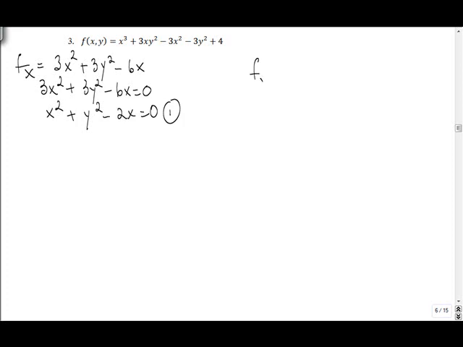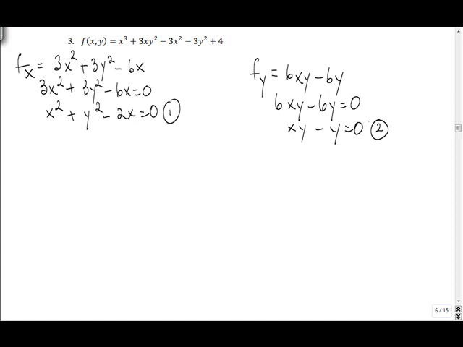The partial of f with respect to y. Can somebody give me that one? Good. Put it equal to 0. Reduce. xy minus y is 0. Now this we can do something about. Why? So this is my point.